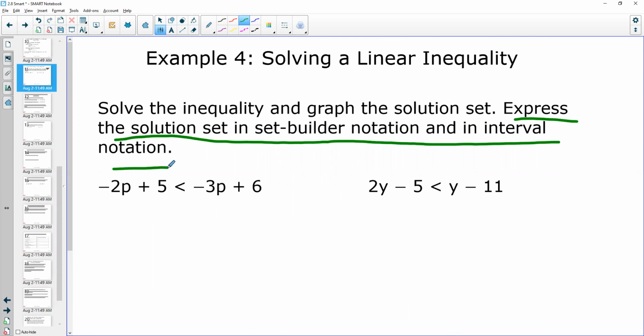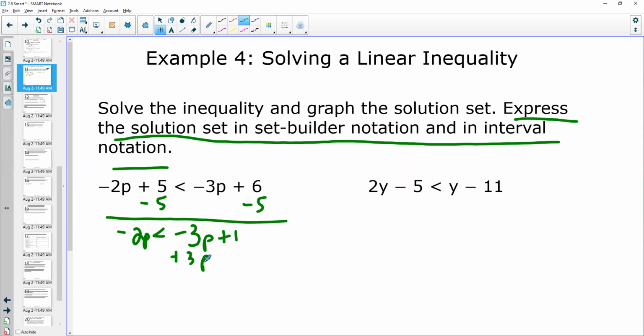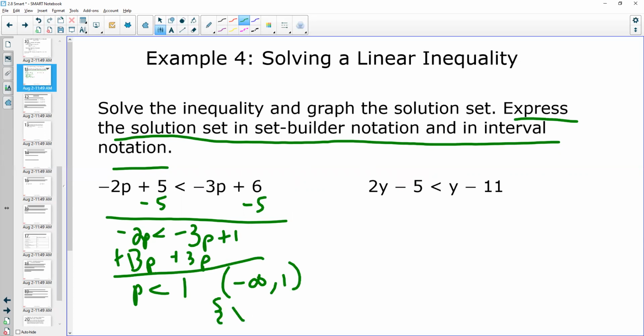So if we were just solving a regular equation, I would move the 5 to the opposite side. -2p less than -3p plus 1. I'm going to add 3p. And I'm going to get p less than 1. Well, it's done. So if you want to draw it, draw it. Otherwise, I know that the interval notation goes from negative infinity to 1. And the set builder would be p, where p is less than 1. That's it. You're done.